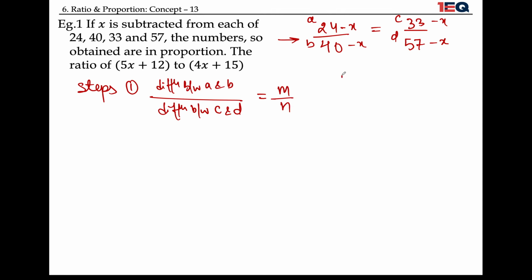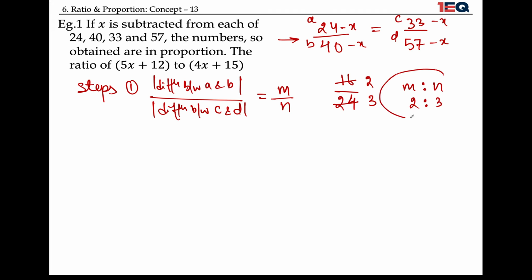Now the difference between A and B is nothing but 16, and this needs to be in absolute terms. There is a mod, which means that there is no negative or positive sign. It has to be a positive sign only. We have 16 here, and then 24 here. So 8 2s are 16 and 8 3s are 24. So the value of M is to N is equal to 2 is to 3. Now, as we found out the value of M is to N, there is a next step, and the step is step 2.